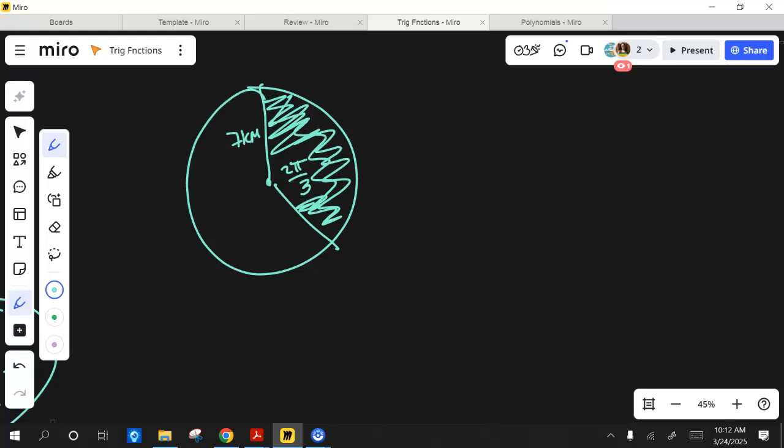Find the area. 7 kilometers, 2 pi over 3 is your theta there. Mark, set, go. Not necessarily, but since there's no degree mark, then I know it's in radians.